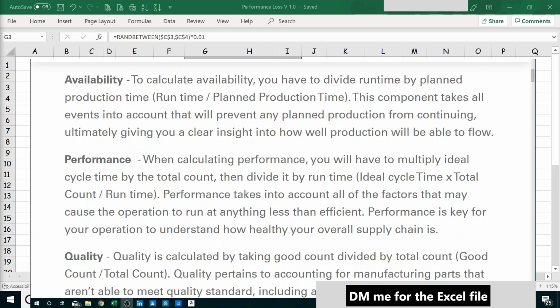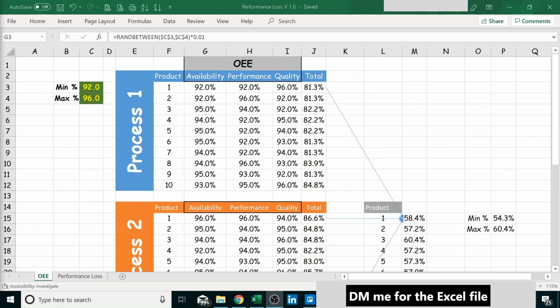So machine running, uptime, and then we're performing really well. That's good, but also quality, which is basically the good count versus the total count of parts. So if we build 1,000 but only 950 are good parts, then our quality is 95%. So that's kind of the definition of each part that goes into overall equipment effectiveness. Here we have availability, performance, and quality, those three things.